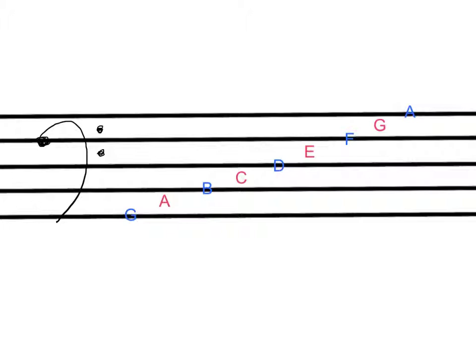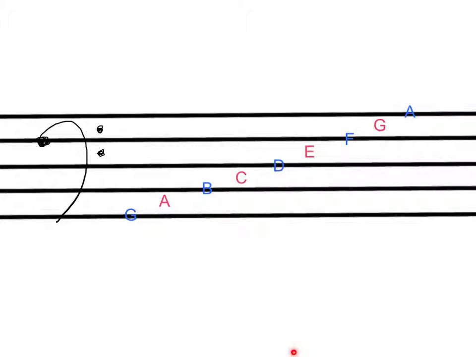In this slide, we see the letters of the lines and spaces put all together. We have the lines in blue and the spaces in red. Now, one thing you might notice is that the letters will repeat themselves. So we have a G here and a G here, an A here and an A up here.